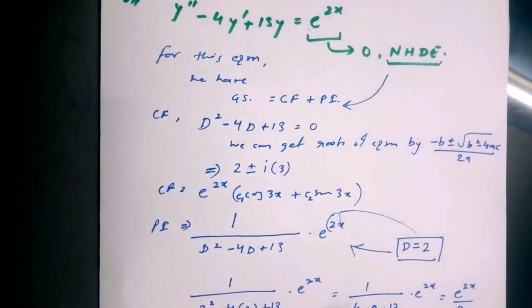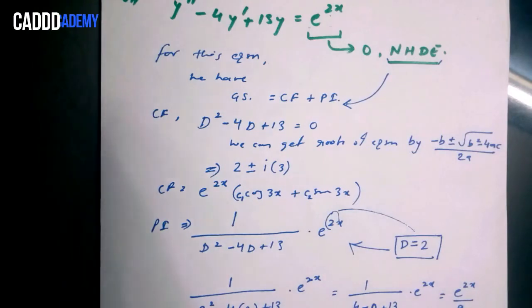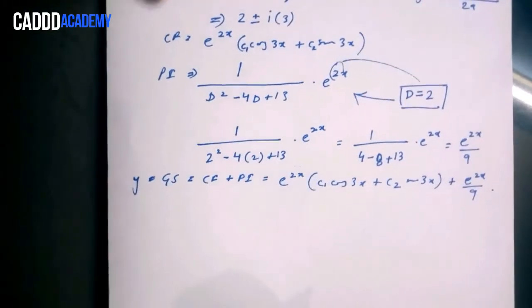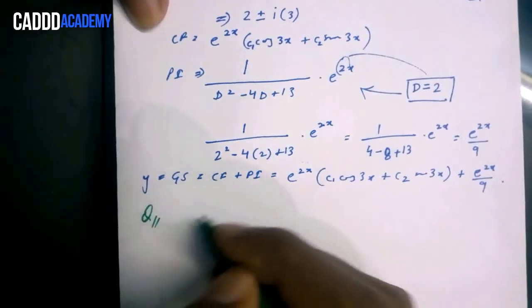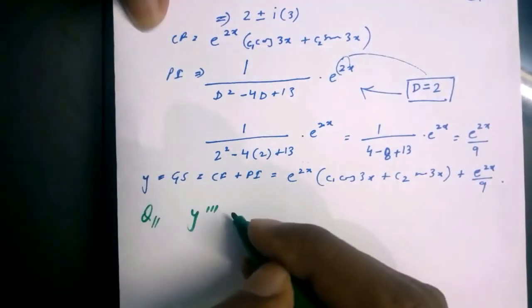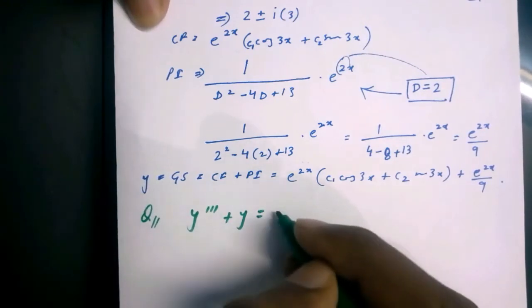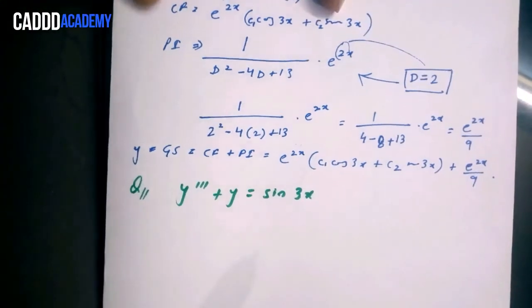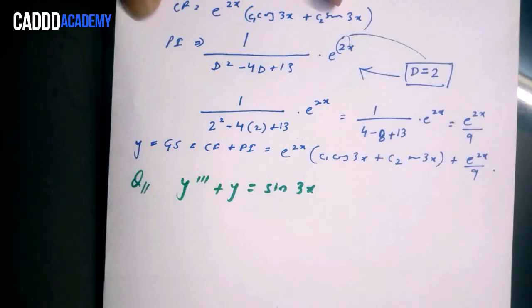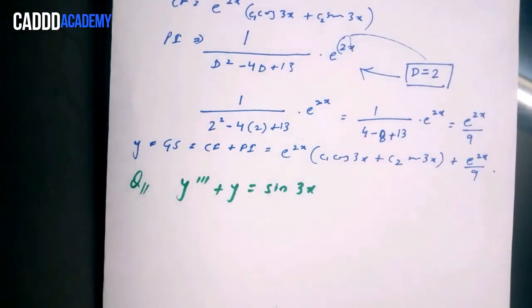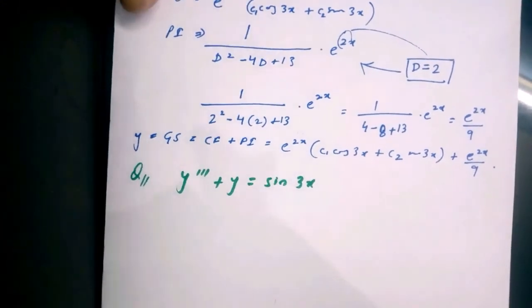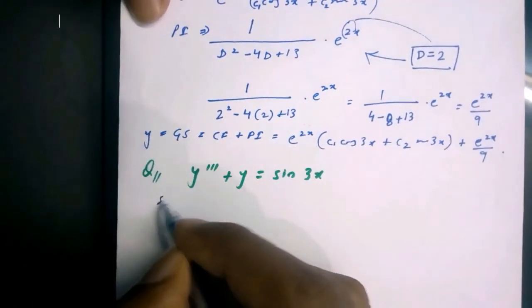Now I am taking another non-homogeneous differential equation, and we will calculate the particular integral for that also. The next problem I am taking is y triple dash plus y equal to sin 3x. For this equation we will calculate only the particular integral, because the CF has the same procedure and we would have to do that again and again, so we are not doing that.